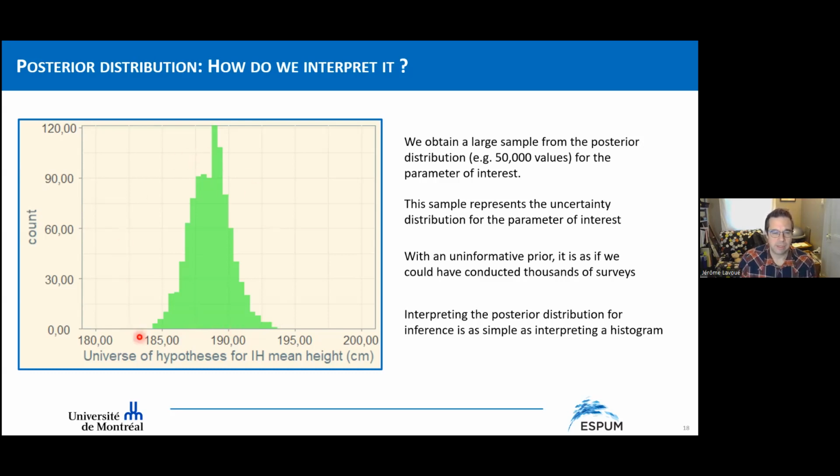And this represents our state of knowledge after we combine our prior information and the observations, of course, through the hypotheses of whatever statistical model we use.